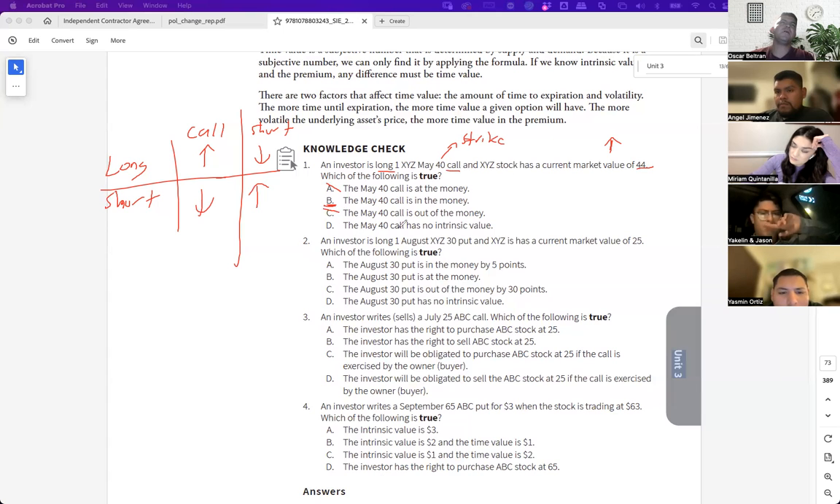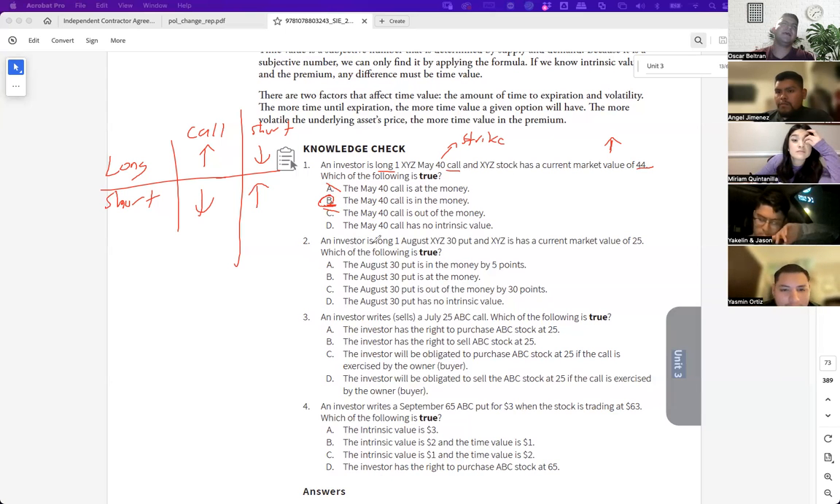Now the May 40 call has no intrinsic value. Is that correct? That's false. And then why is it false? Because it has value. It has a profit. Yep, it has a profit. It's above the strike price. So in this case, it's going to be B.